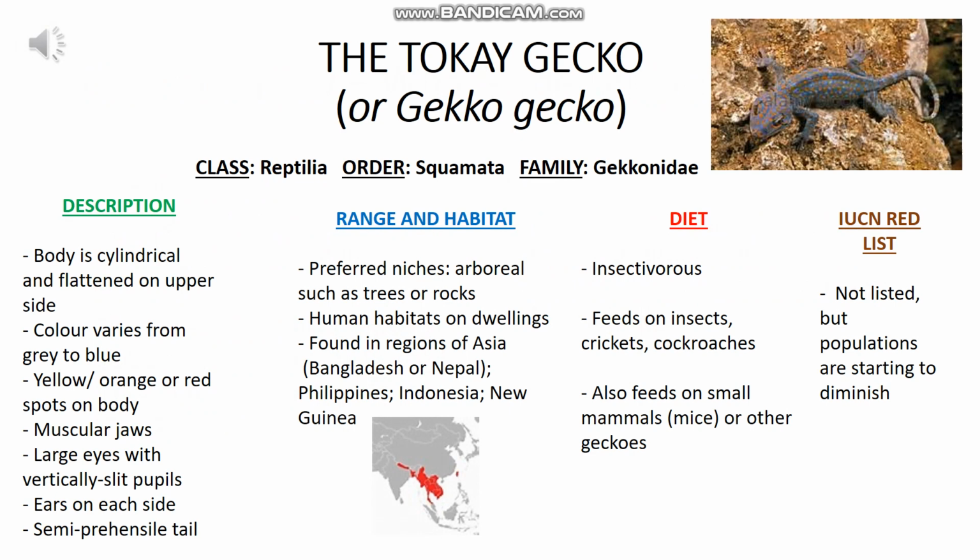Their semi-prehensile tails allow them to balance themselves and grasp branches. These reptiles generally remain in arboreal niches like trees in rainforests or rocks. However, they have also adapted themselves to human habitats. It's native to regions of Asia, going from India to Bangladesh and Nepal, through to the Philippines, Indonesia, and New Guinea. Tokay geckos are mainly insectivorous, eating insects, crickets, or cockroaches, but they also eat small mammals like mice or small vertebrates such as other geckos.